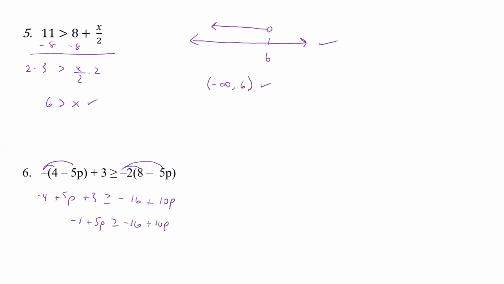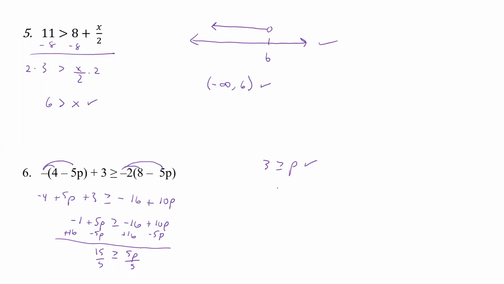Now, there are more p's on this side than on this side, so I'm going to subtract 5p here so I end up with positive p's when I get done. And then I'll add 16 to both sides. When I get done, it looks like 15 is greater than or equal to 5p. So divide by 5 to solve for p, and that gives me 3 is greater than or equal to p. Or if you read it with the variable to the left, p is less than or equal to 3.